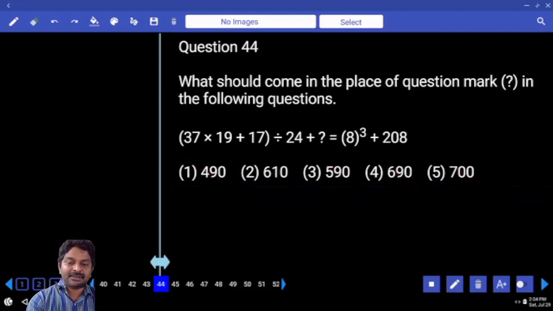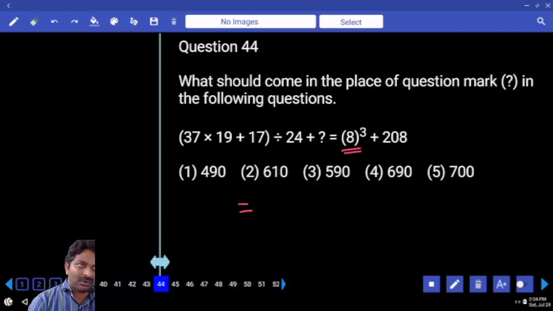Next. This fellow goes to right hand side. Will it become positive or negative? Negative. Okay. Now 8 cube. Can we verify the last digit? No, because every option is ending with 0, which is 512 plus 208. Both we can add directly, right? How much is that?